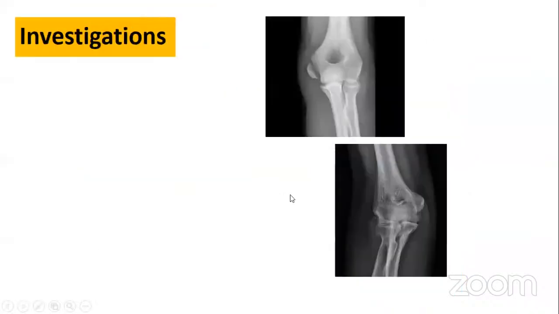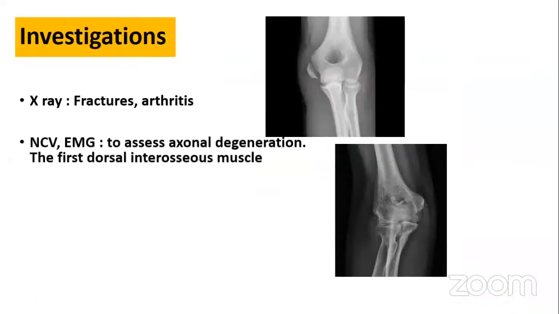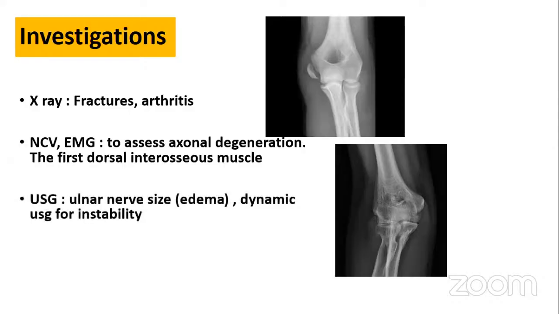Investigations, as I said: X-ray, since fracture and arthritis could be problems. Medial condylar fractures and arthritis like this can impinge the nerve. Even cubitus valgus can do that. And NCV and EMG is again, as I told earlier, to assess axonal degeneration, especially the first dorsal interosseous muscle, which gets weak soon. Ultrasound becomes very important in the cubital tunnel to see the ulnar nerve size, and dynamic ultrasound for instability, the subluxation of the nerve itself. And MRI is for rarer causes, if you suspect some tumors and things like that. Otherwise, it's not really required.